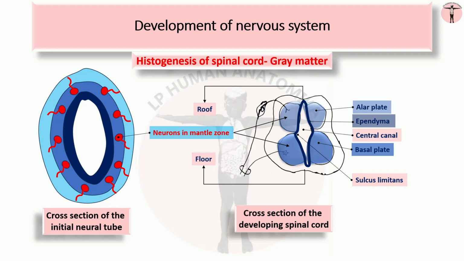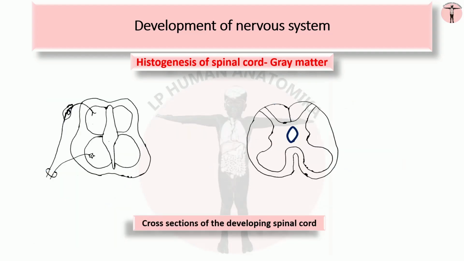The alar and basal plates produce longitudinal bulges extending through most of the developing spinal cord. Surrounding this layer is the marginal zone, which develops into white matter of the spinal cord. The roof plate is the non-neural roof of the central canal, which connects the two alar plates. The floor plate is the non-neural floor of the central canal, which connects the two basal plates. The floor plate contains the ventral white commissure. The developing spinal cord encloses the central canal lined by ependyma.